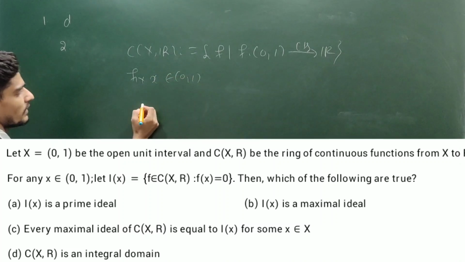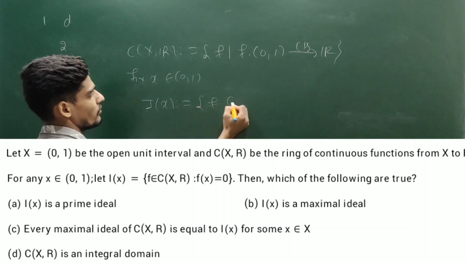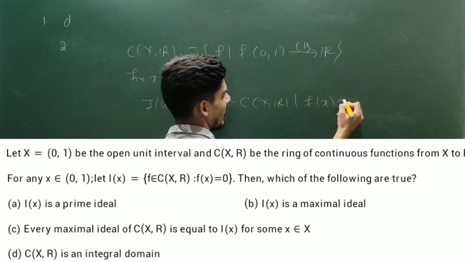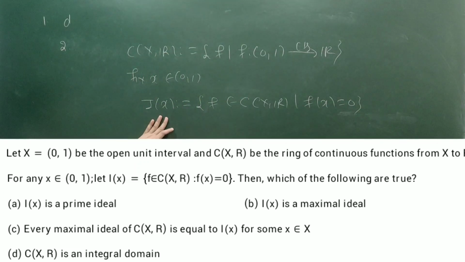Fix any x inside open (0,1). Define an ideal I_x, the collection of all functions from C(X,R) whose value at point x is 0. So this x is a fixed member. What can you say about this ideal?